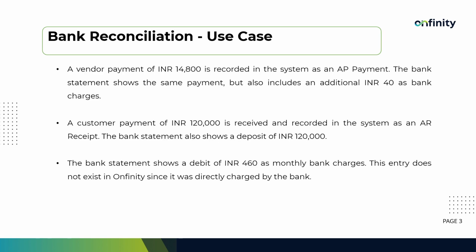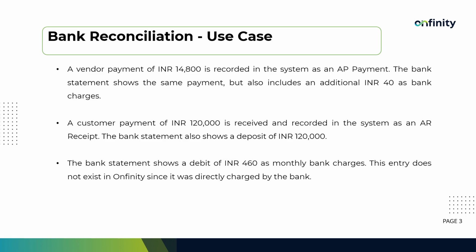The system also lets you post expenses that are directly recorded on the bank statement but aren't in our system yet. Think of things like bank charges or interest debits and credits that the bank posts automatically. For example, let's say we have a vendor payment of 14,800 rupees that's recorded in the system as an accounts payable payment. The bank statement shows that same payment, but it also includes an extra 40 rupees for a bank charge. We'll understand how to record that bank charge in the system.